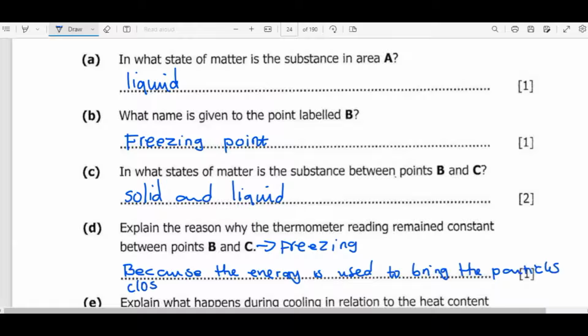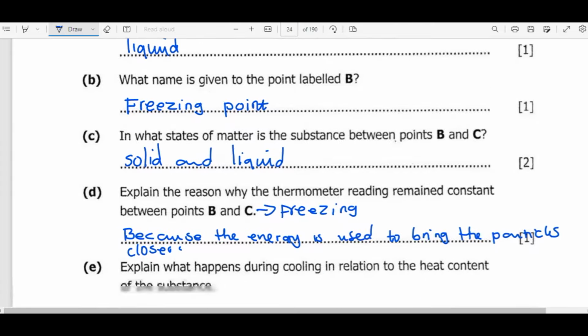closer. Because whenever we want to change the substance from a liquid into a solid, if you look at the arrangement of particles in a liquid, there are more spaces compared to the arrangement of particles in a solid. So for us to change from a liquid into a solid, we just have to bring the particles closer so that they become closely packed. Immediately the particles are closer to each other, we have the change of state of matter.